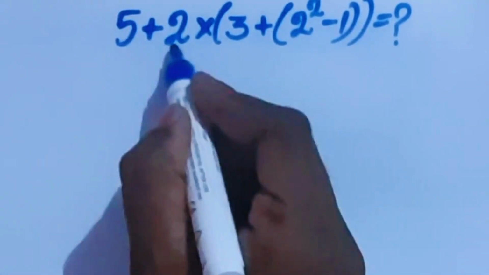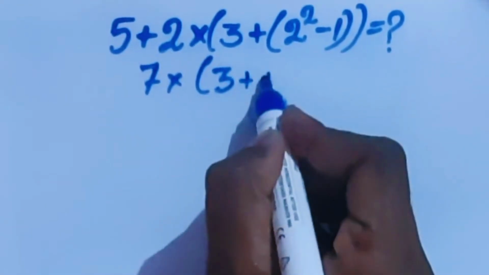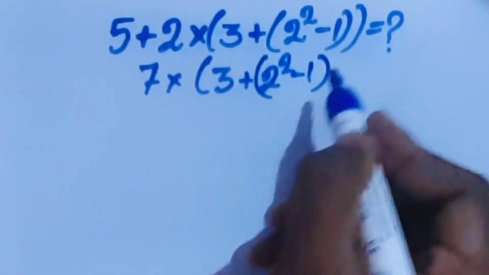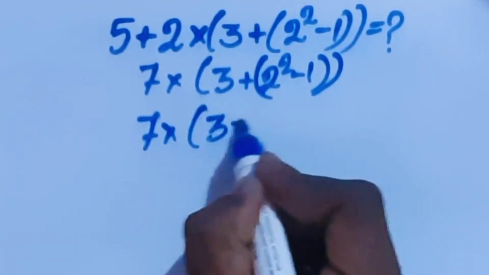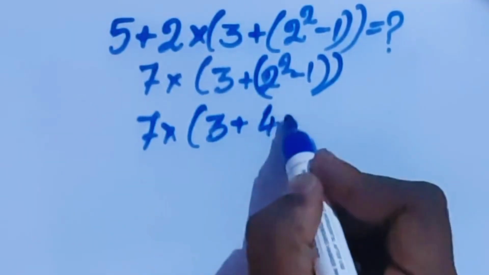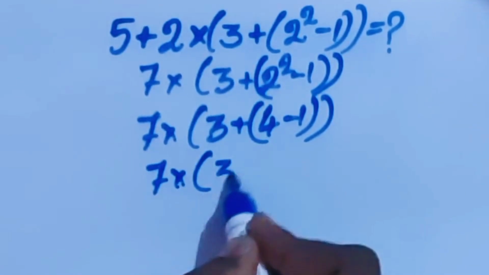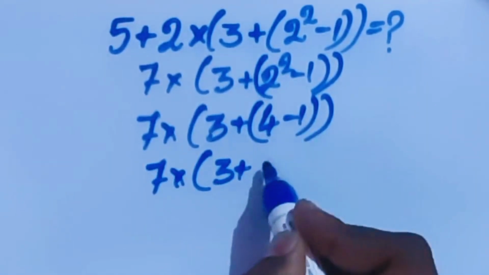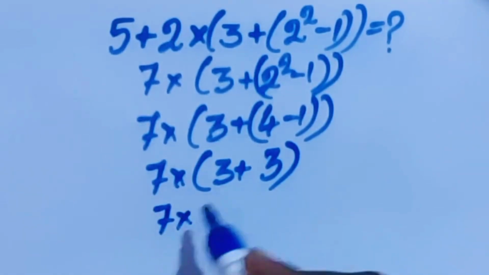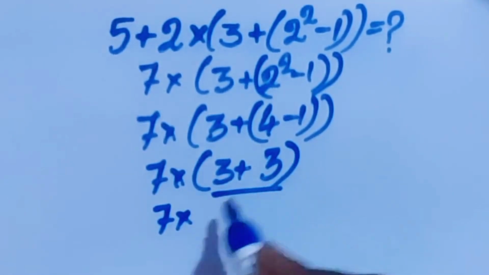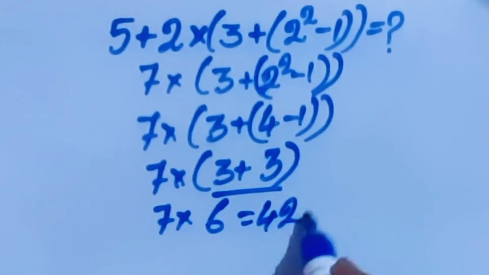Hi guys, here 5 plus 2 is 7 times (3 plus 2 power 2 minus 1 in bracket). Now 7 times 3 plus this 2 power 2 is 4 minus 1 in bracket. Now 7 times 3 plus 4 minus 1 is 3. Now 7 times this is 3 plus 3 is 6. Now 7 times 6 is 42, which is the wrong answer.